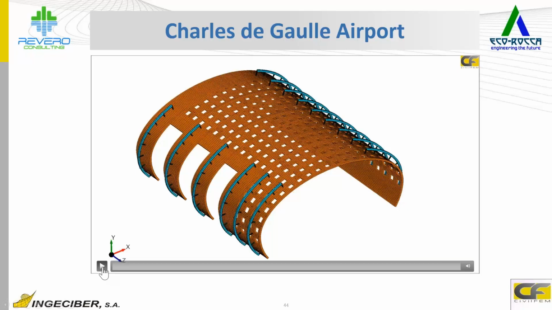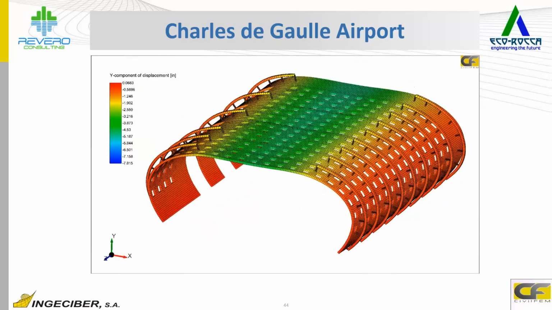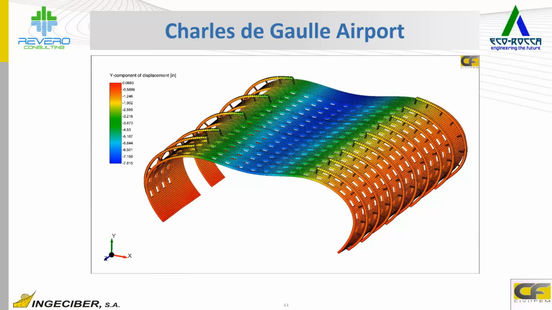For example, in detail you can see how the roof collapsed at the Charles de Gaulle Airport and the details. We monitor here the vertical displacements, the y-axis is for the vertical displacements.